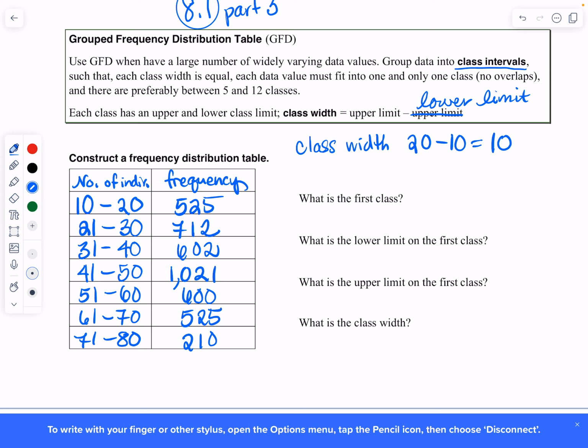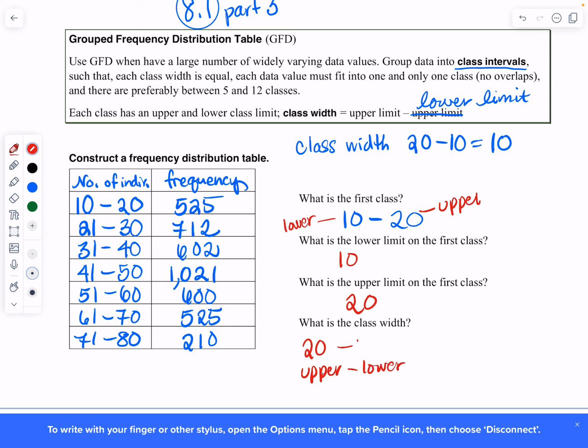So let's answer the questions. What is the first class? The first class is 10 through 20. So again, 10 is the lower limit, so we can put 10 here, and the upper limit is 20. And what is the class width? Again, we take upper minus lower limit. So 20 minus 10 is 10. Okay, all right.